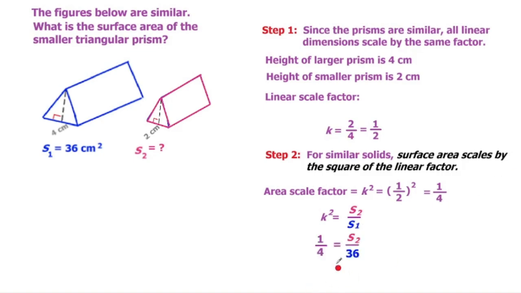So now we can put in what we know. We know that k squared is 1/4, and we know that s1 equals 36 centimeters squared. So now we could just solve for s2. S2 equals 36 times 1/4. We multiply both sides by 36 to get S2 by itself. So we know that S2 equals 9 centimeters squared. And that's it. That's all there is to that problem.